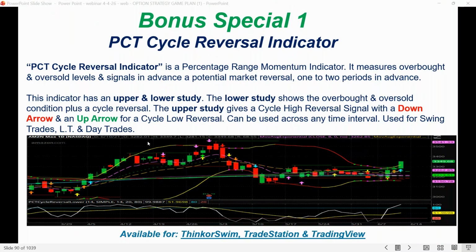It's what I call my alert to a potential change in cycle. The indicator gives you this alert to a cycle trend change up or down, and will give you a colored arrow, up or down, for the reversal. Anyway, that's what you're going to get.